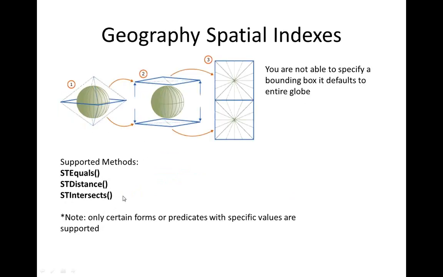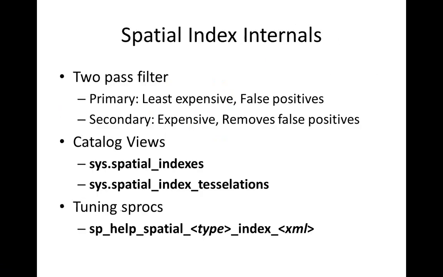There are only certain methods, like intersects or distance, that can actually support the use of spatial indexes. And they need to be in a certain format, so it needs to be equal to 1. You can't say not equal to 1. That'll basically preclude you from using a spatial index. So you want to make sure you use certain query formats, and that's all outlined in some of the references I have.